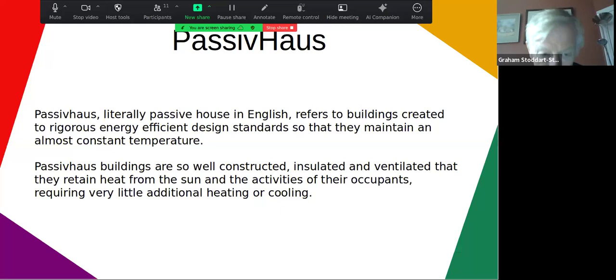The beauty of PassivHaus is that the buildings are created to standards so that they maintain an almost constant temperature without any external need for heat. So they're designed, insulated, and ventilated so that the heat of the bodies of the people in the house is usually all that you need to keep the house warm. And that's obviously going to get more and more important as energy gets more and more expensive or scarce or less reliable if it's developed from renewable means.